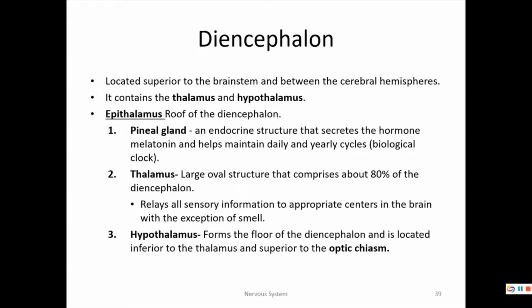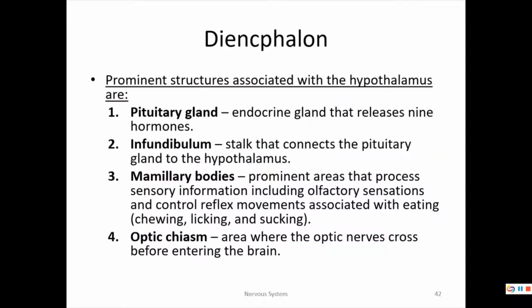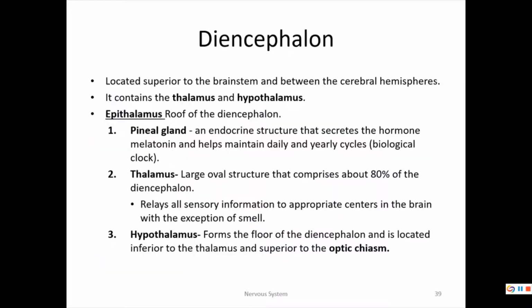Now, the diencephalon is on the top of the brainstem. Before you get to the brainstem, it's just above where the brainstem is, and located between your left and right cerebral hemispheres. Mostly you have the thalamus and hypothalamus. There is also an epithalamus, and then we're going to see other things like the pituitary gland and other structures associated with the diencephalon.